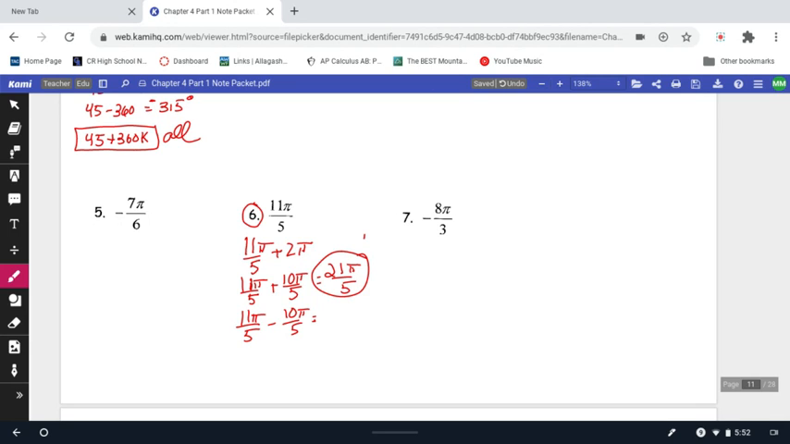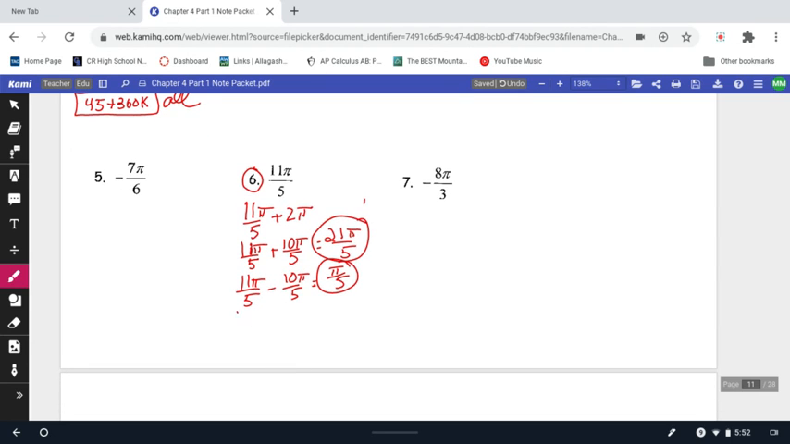Now, you could, if you wanted to, subtract that and get pi over 5 and use that as your positive one. I'm okay with that. But if you wanted to jump right into it, you could just subtract 4 pi from it. Just go around twice. So if it was 4 pi, this would be 20 pi over 5, because 20 pi over 5 is equivalent to 4 pi. And you're going to get negative 9 pi over 5.